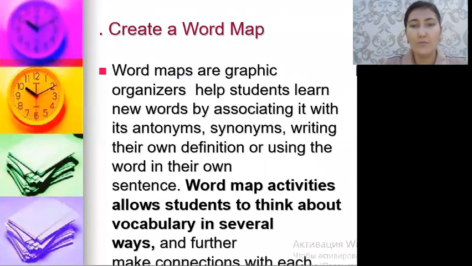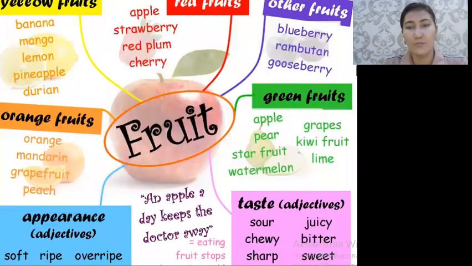Create a word map. Word maps are graphic organizers that help students learn new words by associating them with antonyms, synonyms, writing their own definition, or using the word in their own sentence. Word map activities allow students to think about vocabulary in several ways and further make connections with each word. So here is an example of word mapping. In the center, the word itself, and connected words around it.